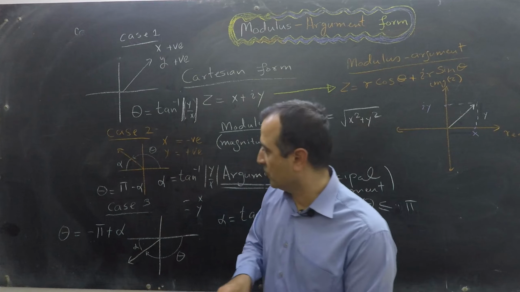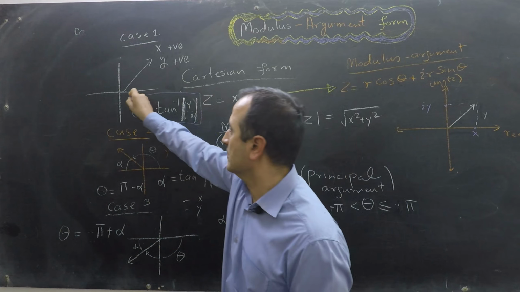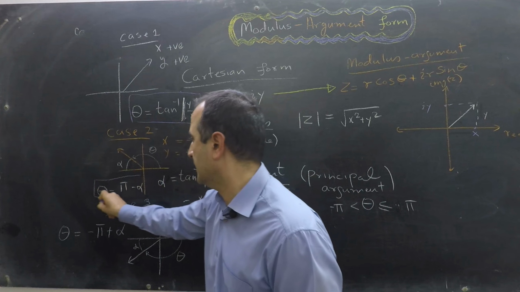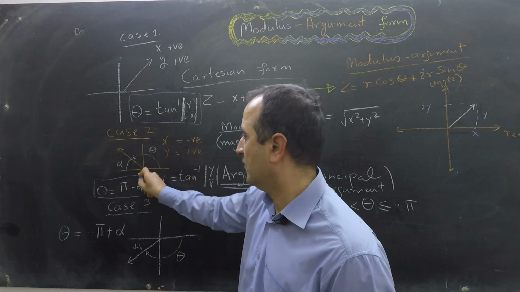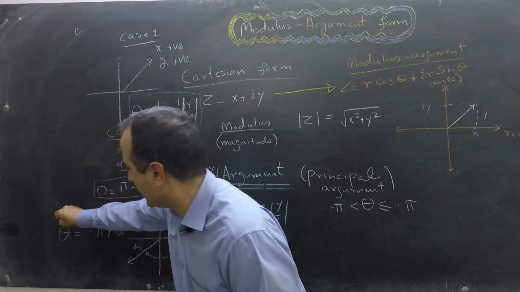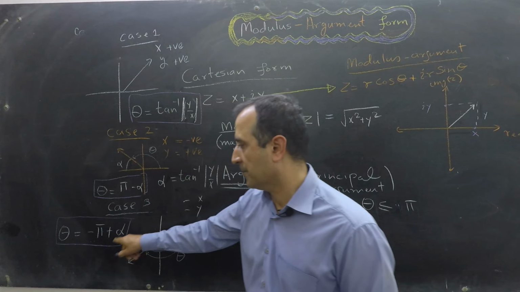So we have so far case 1, which is a very simple, straightforward case, and this is our case 2: theta is defined as pi minus alpha. And this is my case 3: theta is defined as minus pi plus alpha.